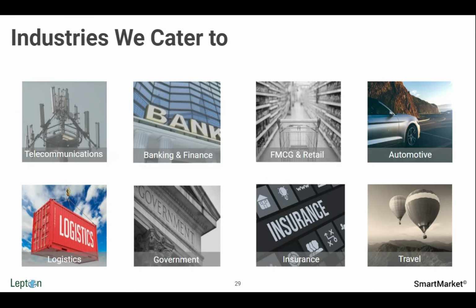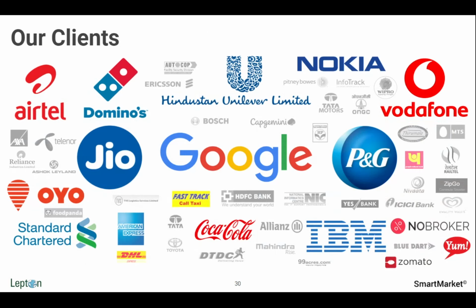So these are some of the industries we work with: telecommunication, banking and finance, FMCG and retail, automotive, logistics, government, insurance, travel, to name a few. If I talk about our clients, these are some of our clients: Google, Jio, P&G, Domino's, Airtel. Mostly all the telecom vendors are our customers.